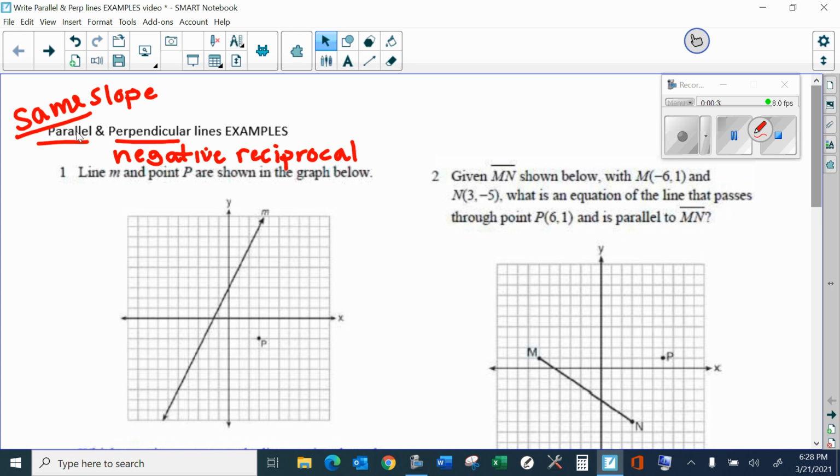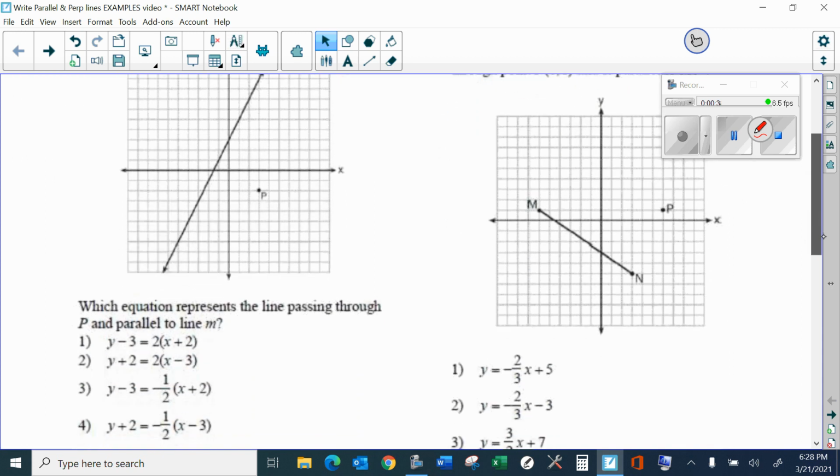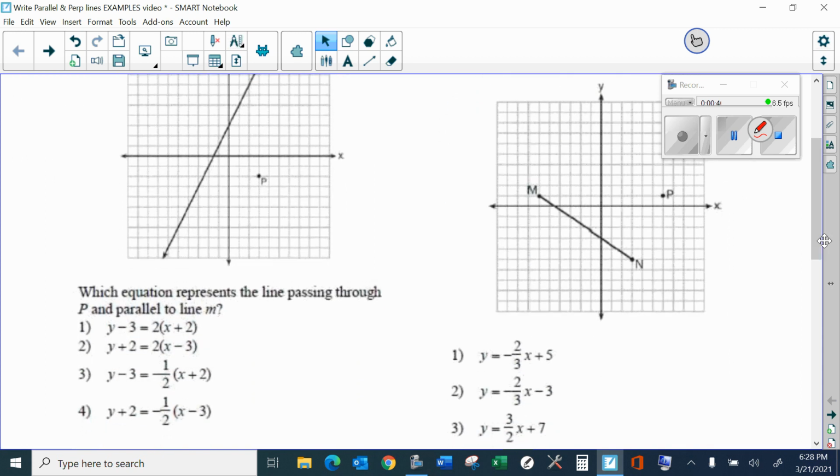Okay, line M and point P are shown on the graph below. It says which equation represents the line passing through P and parallel to line M? Parallel, that means I'm looking for the same slope. So first off, I need to recognize what form these lines are written in. They're written in point slope form. So if you weren't taught point slope form in Algebra 1, now you have it and you must memorize it. This is the most popular form when you're given a point and a slope or 2 points.